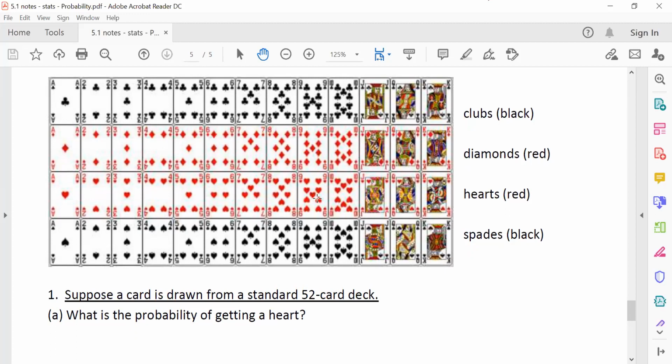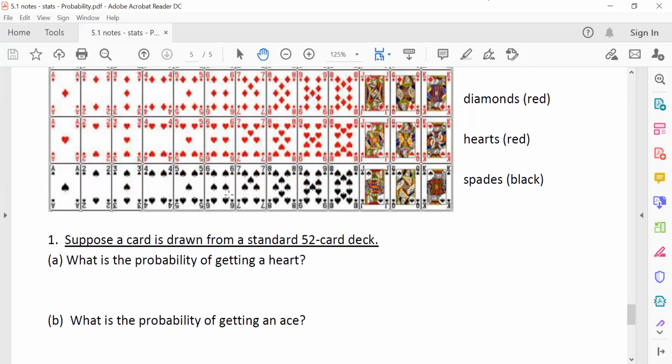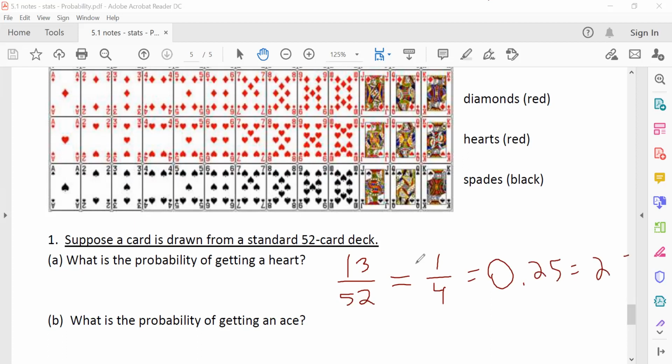The probability of getting a heart, well, you can immediately just say 1/4 because that's 1 out of the 4 suits. Or you could say out of 52 cards in the deck, you can count them up and you can see that 13 of them are hearts. So the probability of getting a heart is 13 over 52, which reduces to 1/4, aka 0.25, aka 25%.